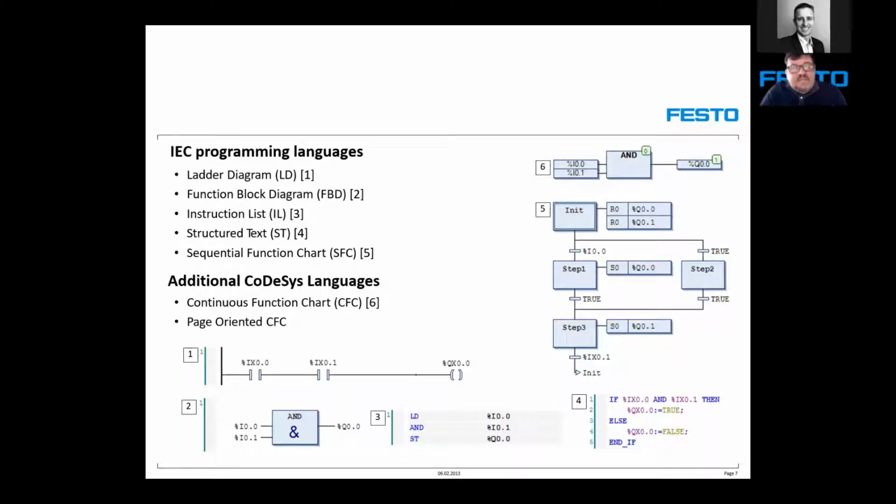These are the 6 programming languages that exist within the IEC standard: ladder diagram, function block diagram, instruction list, structured text, and also sequential function chart. And then you have your additional programming language called continuous function chart. There's also a way to page-orient your program when it comes to your CFCs. Okay, that is the 6 programming languages. We will concentrate today only on 2 of them.